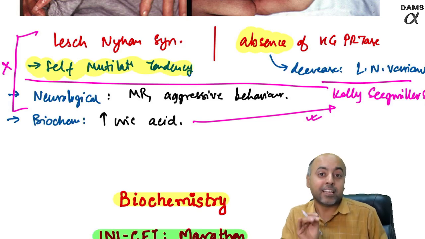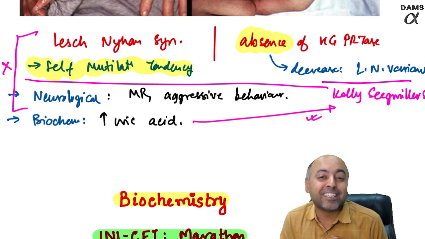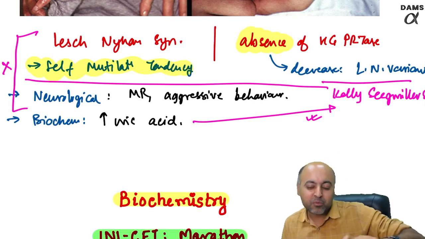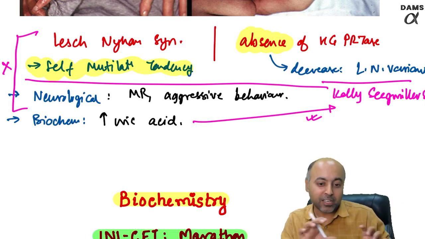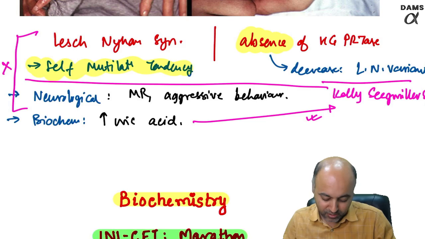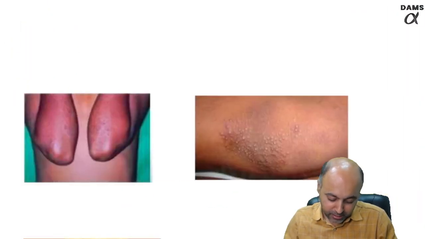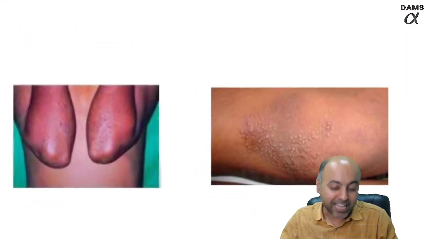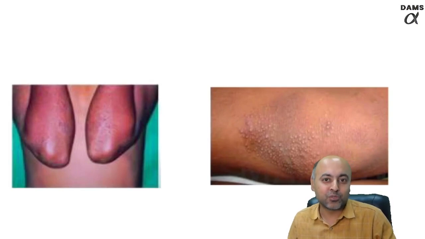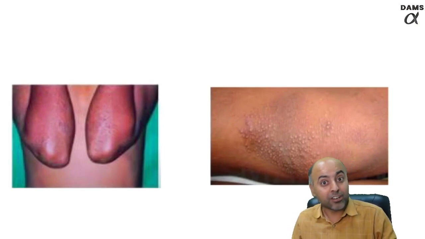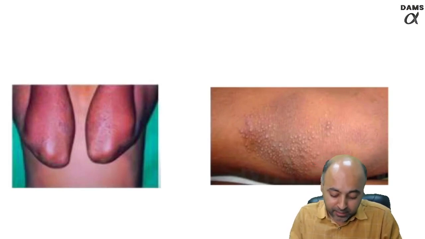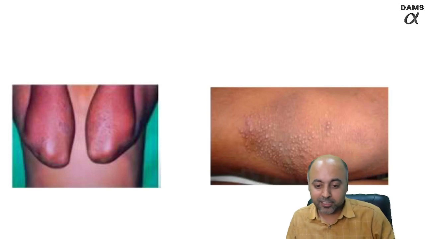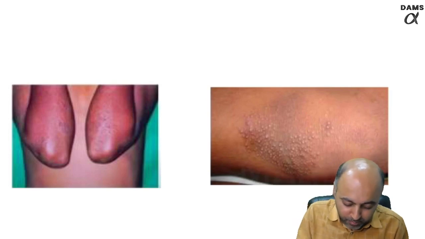So please remember, Lesch-Nyhan syndrome is one of the most likely questions to land up in your exam, either in the form of an image question or in the form of a proper clinical case. Okay. Then another important image which has been landing up frequently for the last 2 years, we have had this image or description multiple times, and that will be the phrynoderma.